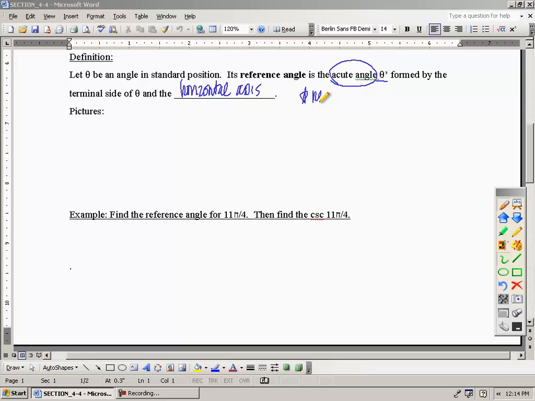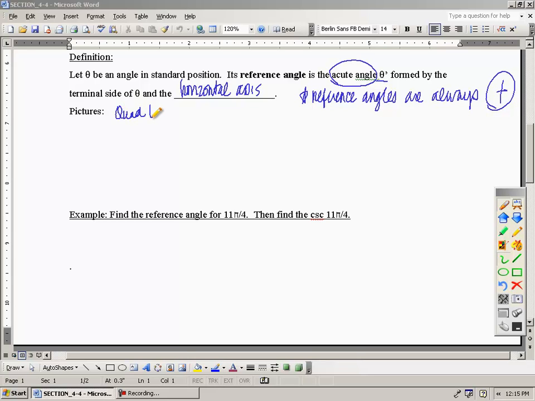Biggest thing though, reference angles are always positive. Okay, they are always positive, and that's the big thing. I'm going to show you three pictures because I want to look at each quadrant individually. And we did this in Algebra 2 the same way, so I'm going to keep you going that way.